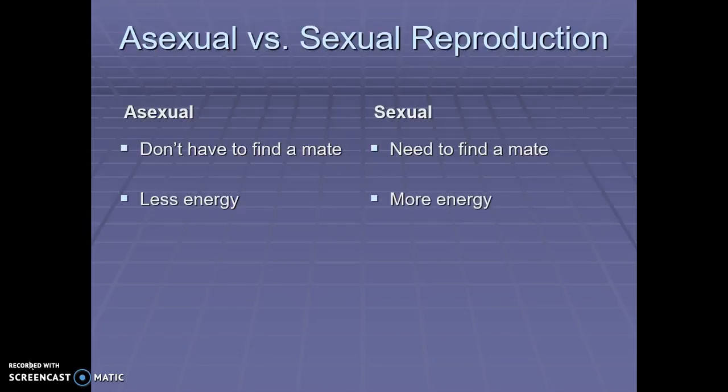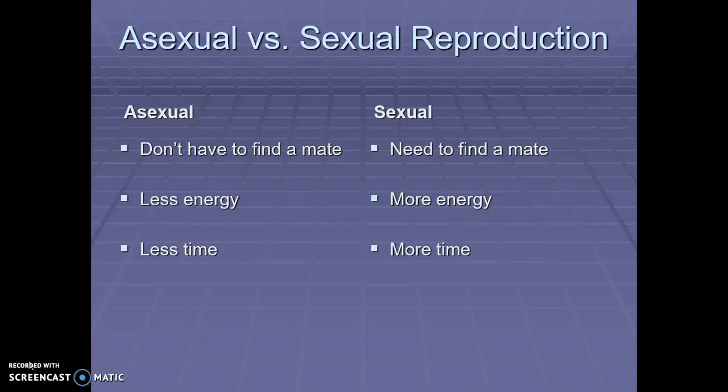Sexual, it takes a lot more energy to go through meiosis and then combine genetic material and then grow the new individual. A pro for asexual, less time. Just takes a few hours and boom, you're done. Sexual takes more time. It takes more time because you have to find a mate, and for some species that takes a really long time to find a member of the same species to mate with you.